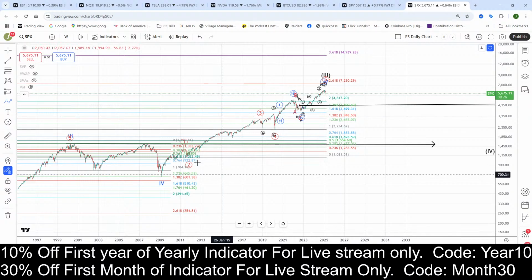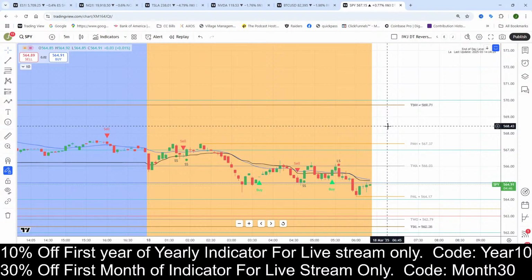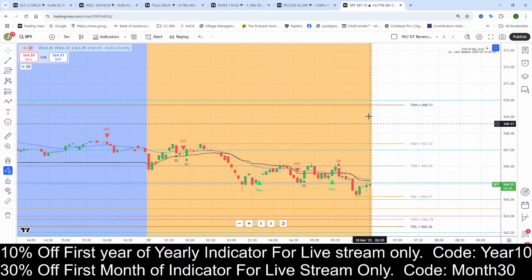I don't want to spend too much time because I want to go through a couple charts as well. So we're getting ready for the indicator here. We'll get to that in a minute. This will be day trading on the SPY today. However, I pulled up some charts.